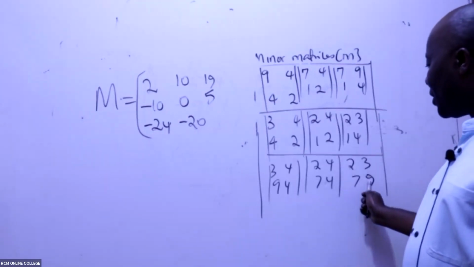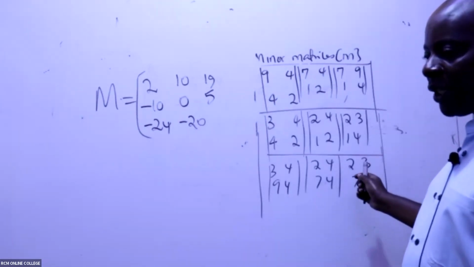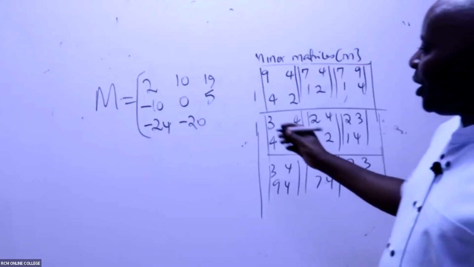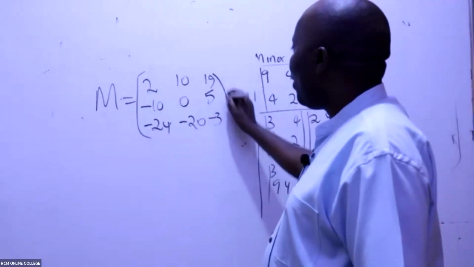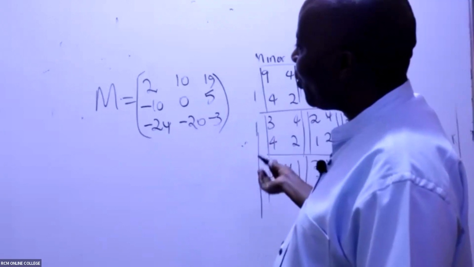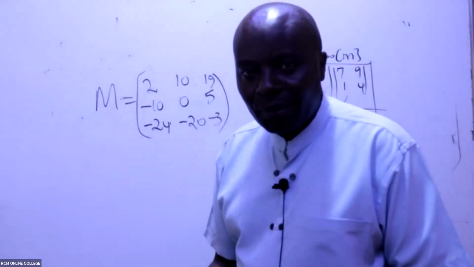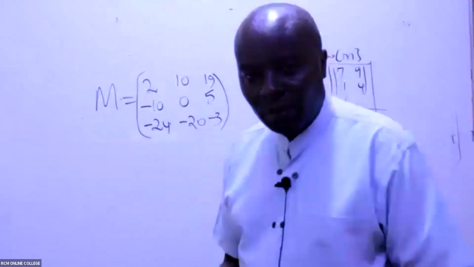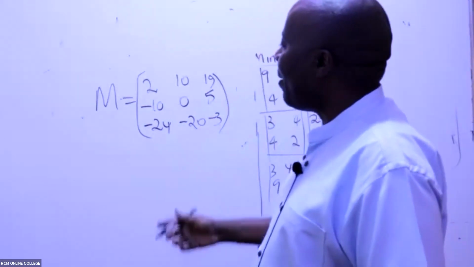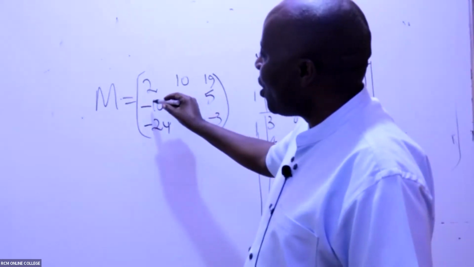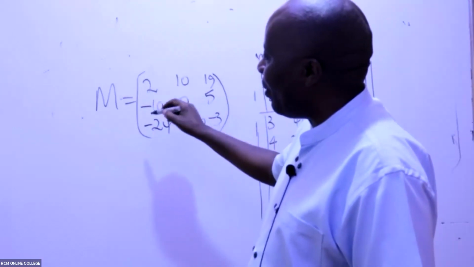Yeah, 2 times 9 minus 7 times 3 gives me what figure? Minus 3. Thank you so much. So there are so many ways of getting these cofactors. You can use the adjoint or use the concept of the diamond. Yeah, the diamond rule. Remember, our diamond normally cuts through the central external elements.